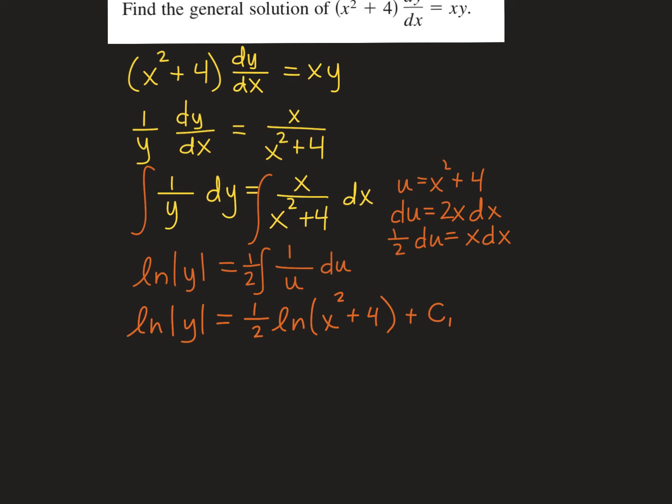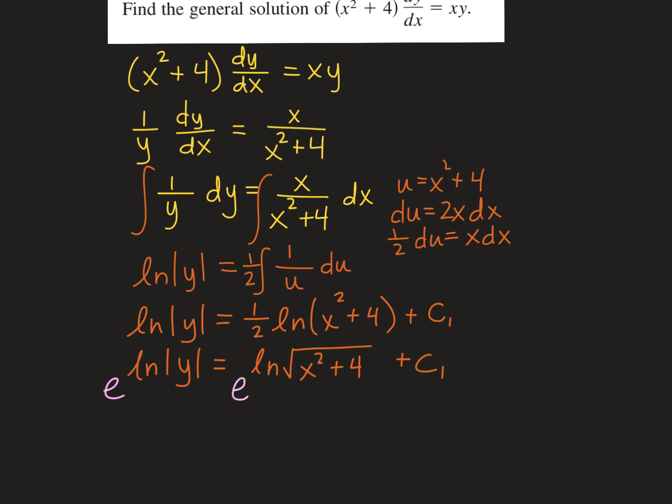Now we do have natural log on both sides here. I'm going to use the power property to show this 1/2. I'm going to bring it up as an exponent, so it's really the square root in there. So we have the natural log of the absolute value of y equals the natural log of the square root of x squared plus 4, since it's the 1/2 power, and then plus c sub 1. Now here, if I want to get the stuff out of the natural logs, I can just do e to each side. So I'm going to have e to this side and e to this side.